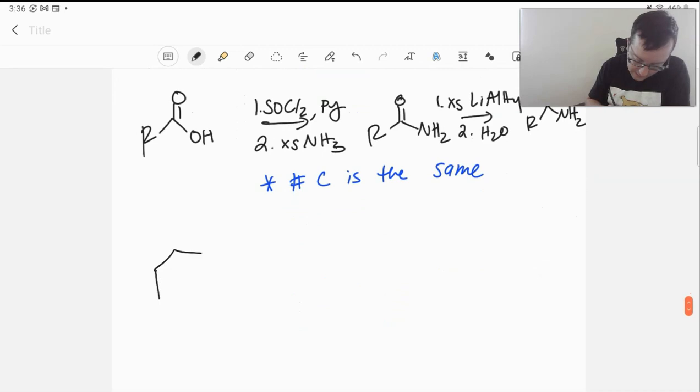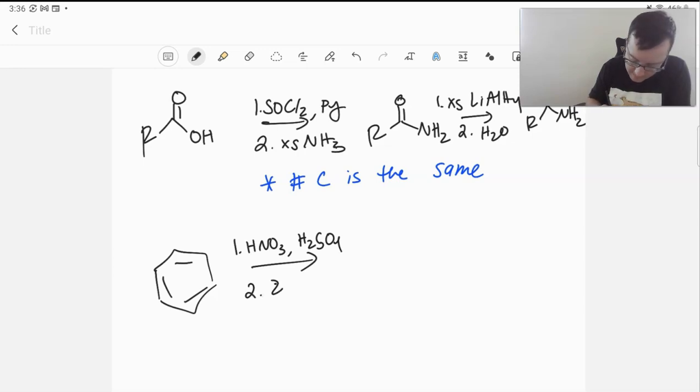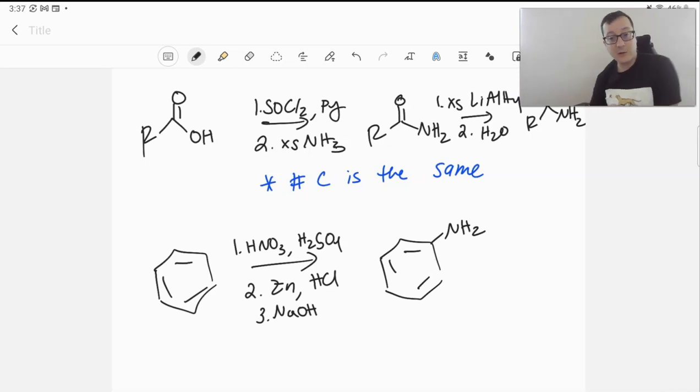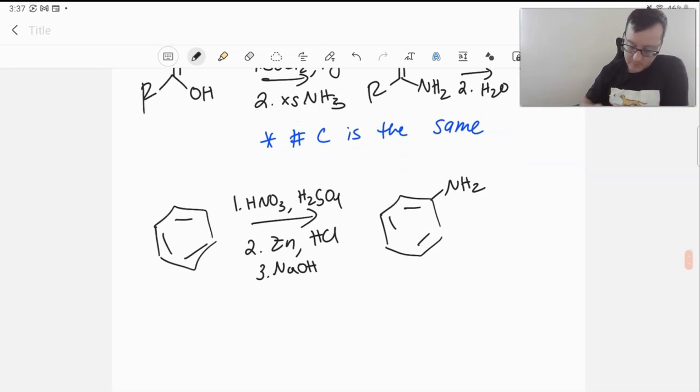And of course, if we have a benzene, we can use nitric acid and sulfuric acid, followed by some reducing agent, and then typically a base. You'll end up with your amine. And now we're going to introduce one more variant of this, which will allow us to do this in the presence of more sensitive functional groups.